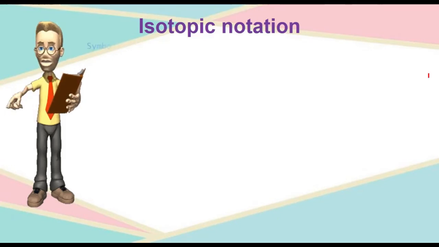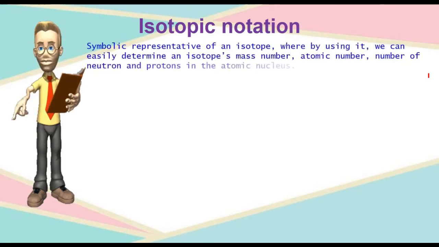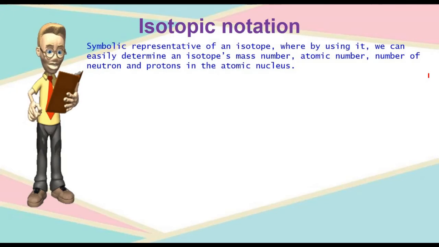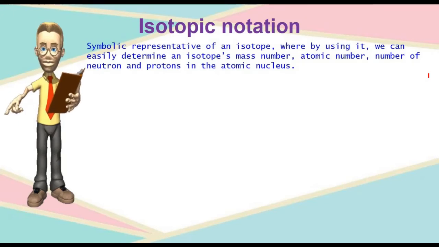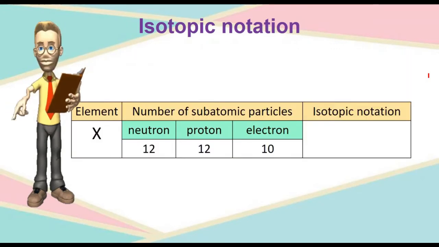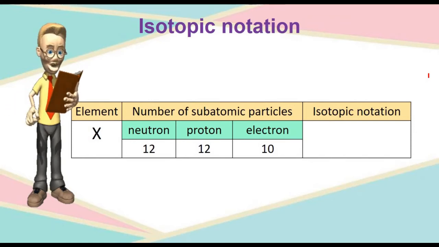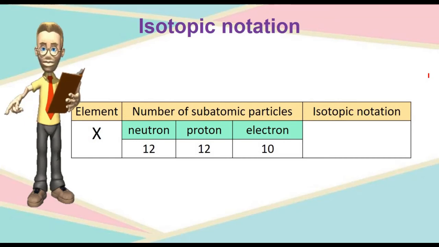Isotopic notation. Symbolic representation of an isotope, whereby using it we can easily determine an isotope's mass number, atomic number, number of neutrons and protons in the atomic nucleus. For example, given element X, which has subatomic particles: number of neutrons equal to 12, number of protons equal to 12, and number of electrons 10. To write its isotopic notation.